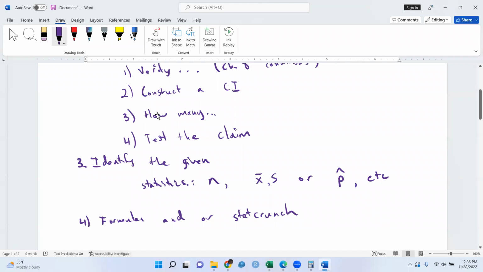Remember, when you're doing the "how many," StatCrunch isn't useful. You just type it in Desmos. You figure out which of the formulas you're using, substitute your stuff, and StatCrunch it out.